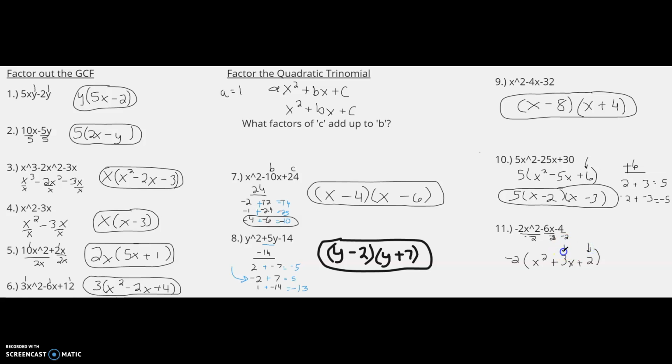And there's only one way to get that, 2 and 1. So here's our final answer. Set up the answer with the 2 parentheses. X goes here, X goes here. The only factors of 2 that add up to 3 are 2 and 1. And they're both positive. And there is our final answer.